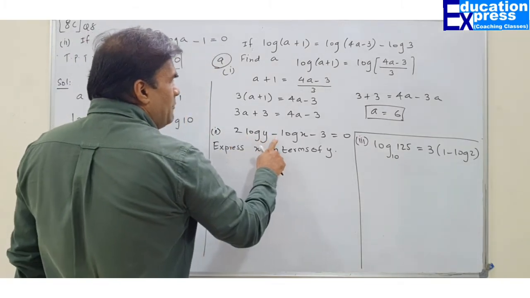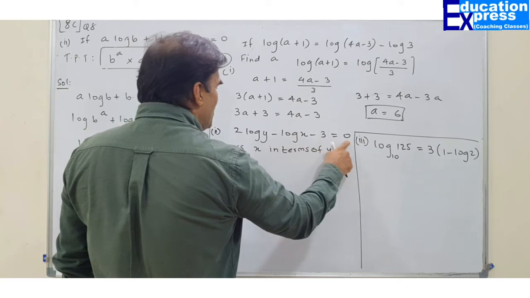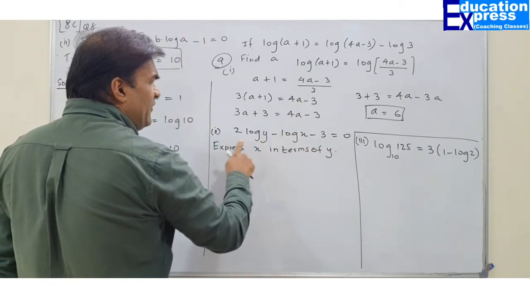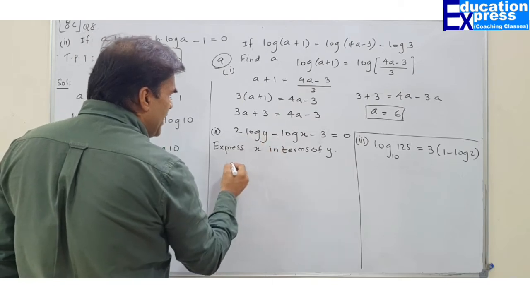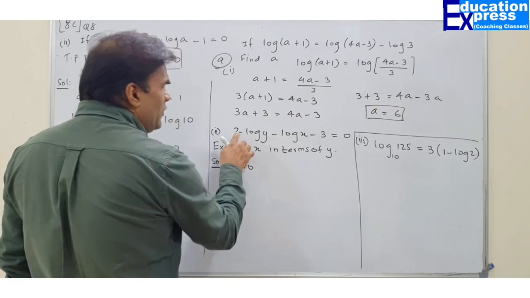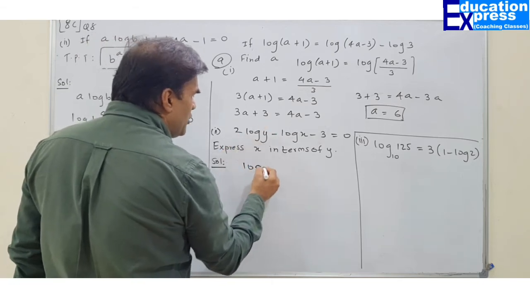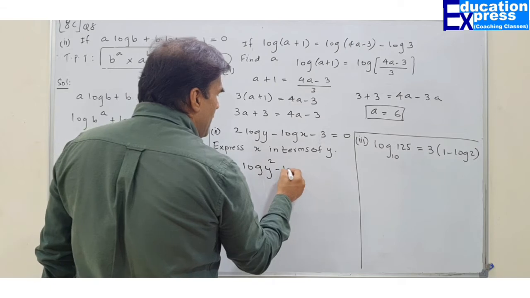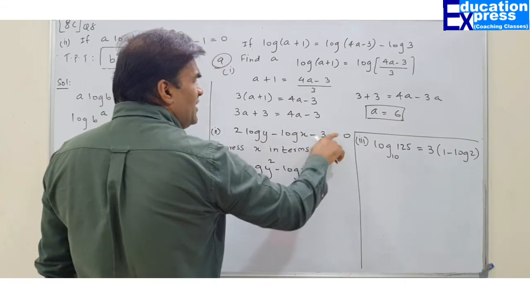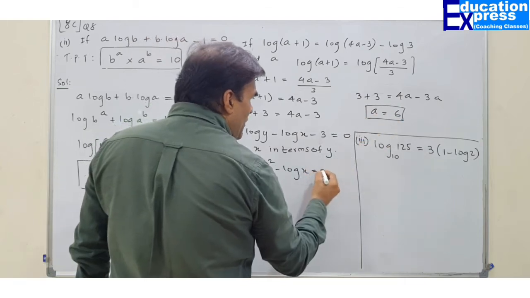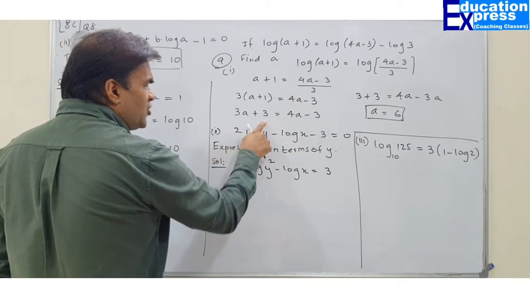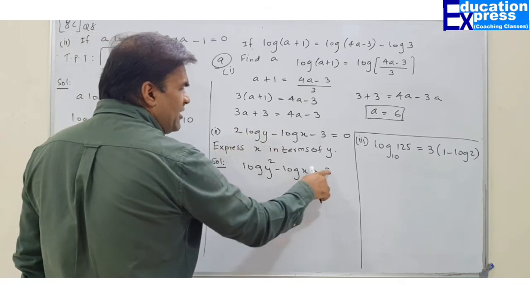2 log y minus log x minus 3 equals 0. Express x, means find x. So first let us put this in the proper perspective. Solution. What do we do? We can take this 2 over here, so this becomes log y square minus log of x. And we will shift this 3 to that side, so it will become 3. Very simple. So log y square minus log of x equals 3.